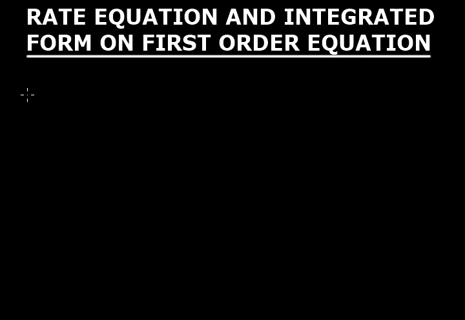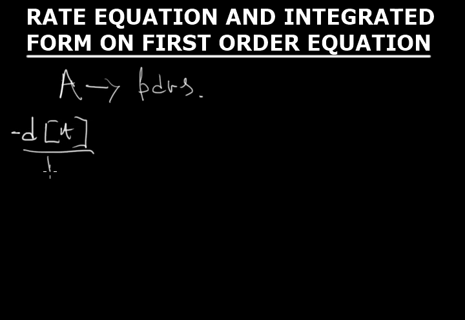Hi friends, now we'll discuss the rate equation of a first order reaction. Let us consider a reaction like that: A gives products. Now the rate of the reaction, minus dA/dt, is proportional to the molar concentration of A to the power 1, because the order of the reaction is 1.